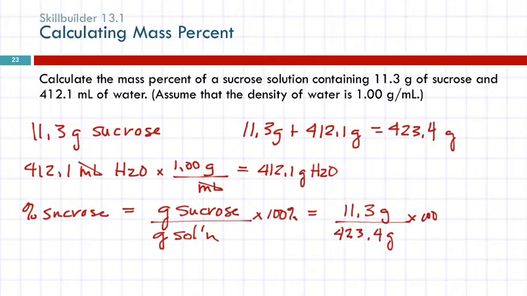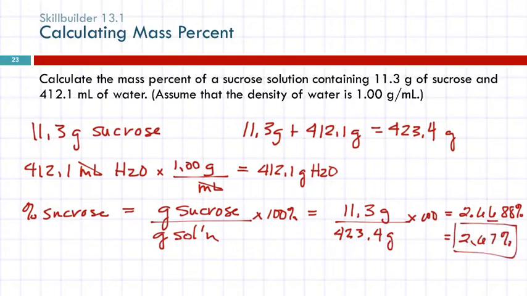I look at all my math here. I've got 3 significant figures. 2.66, that's my third significant figure. Write down 2 extras. And then that's going to round to 2.67%. Any questions?